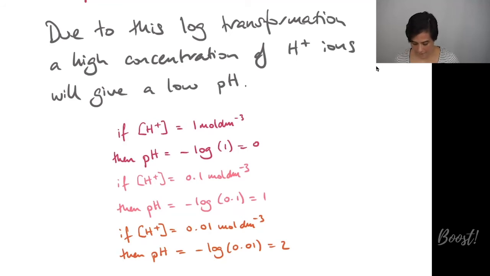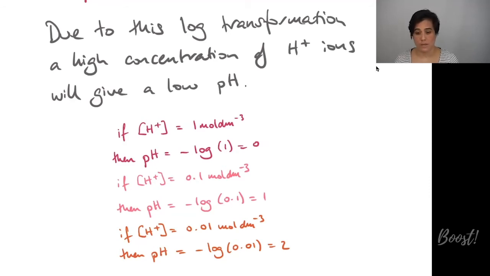So if the H+ concentration is 0.1 moles per decimeter cubed, putting that into the log transformation gives you a pH of 1. If the concentration is 0.01, we'll get a pH of 2. So simply putting into your calculator minus log of the concentration, let's say 0.01, will give you your value for pH. So it's relatively simple, really, as long as we know the concentration of H+ ions.